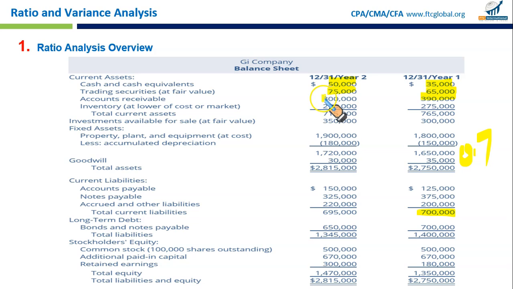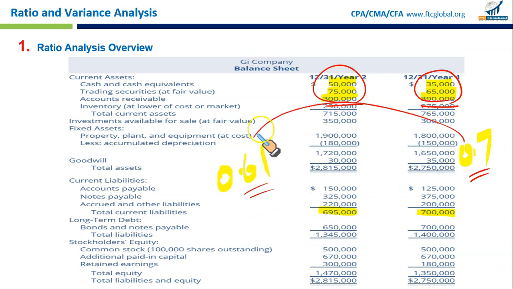This is the figure for quick assets: 50, 75, and 300, and dividing it with the current liability for year 2, 695. The result that you get is not encouraging. It's 0.61. That means our liquidity has further deteriorated. Remember, this quick ratio is more conservative because it doesn't consider inventory and prepayment. So you get to take those assets which are more or less readily convertible to cash. So that tells us that our liquidity position has deteriorated on some conservative measure like quick ratio.